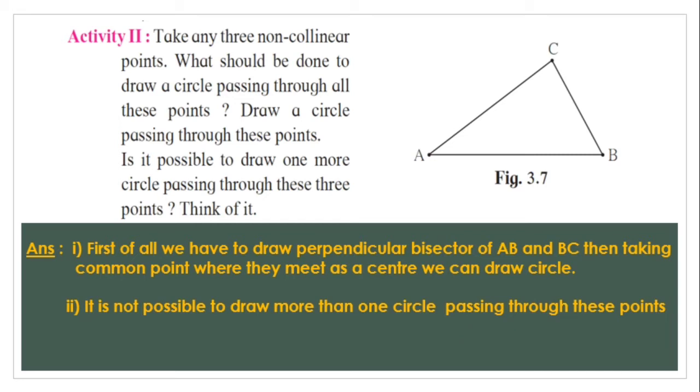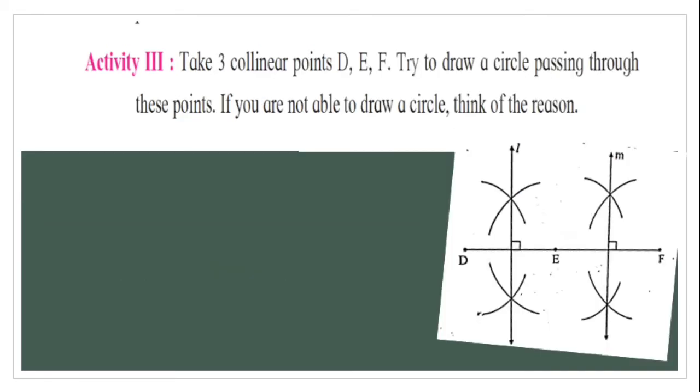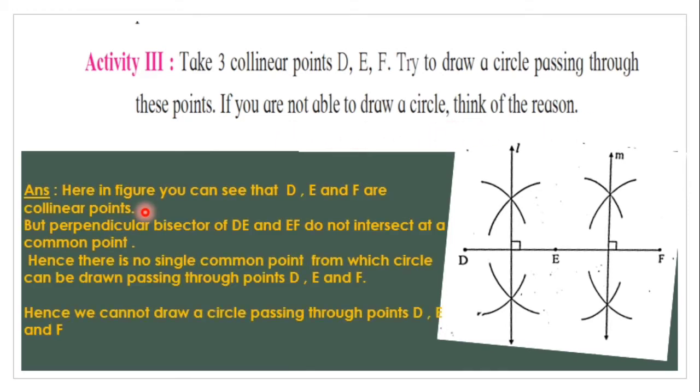Okay, so the next activity, activity number three. Take three collinear points D, E, F. Here it is shown in the figure, D, E and F. Try to draw a circle passing through these points. If you are not able to draw a circle, think of the reason. So here is the answer.